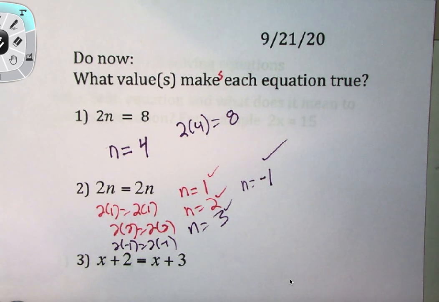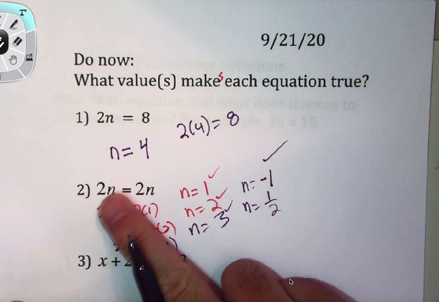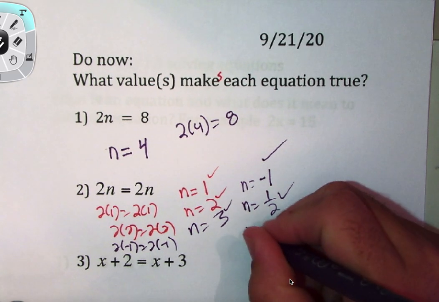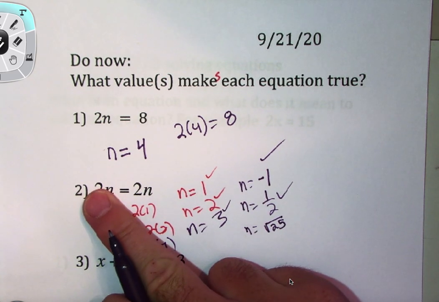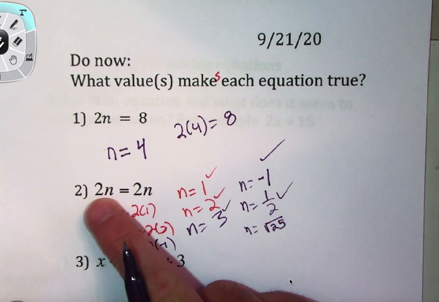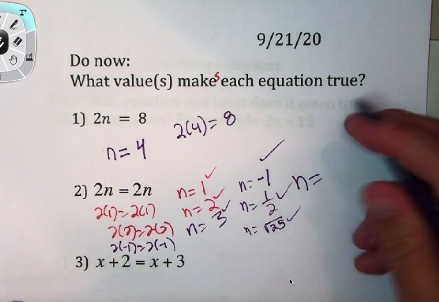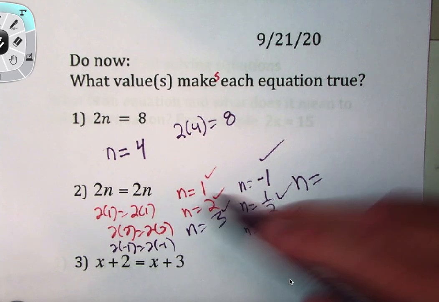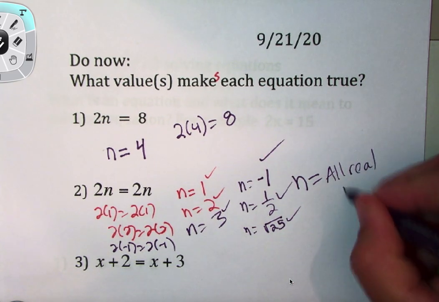Okay. Do fractions work? Can we put a fraction in? For example, 1/2. Does 2 times 1/2 equal 2 times 1/2? Well, of course. We might even find that if we put in the square root of 25, that makes it true, because that's 5, and 2 times the square root of 25, which is 5, is 10. So can we list all the solutions? No. So in this case, we're going to say all real numbers.